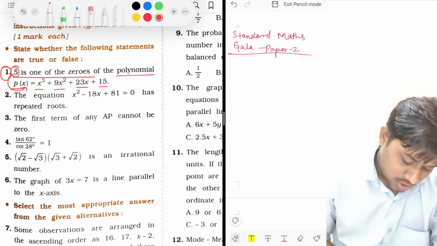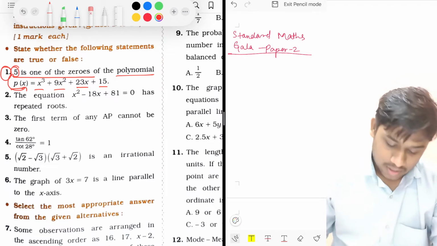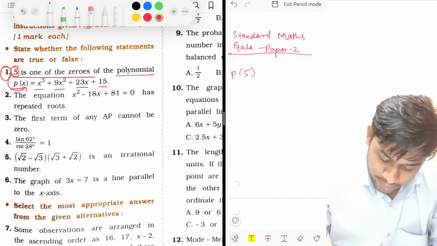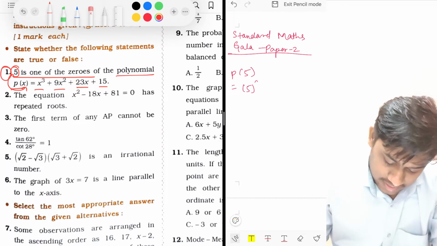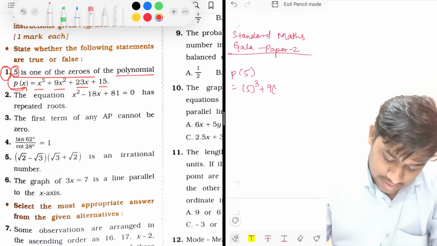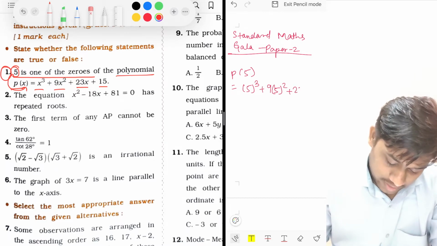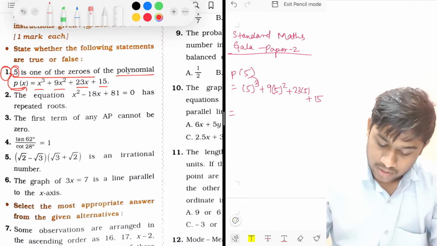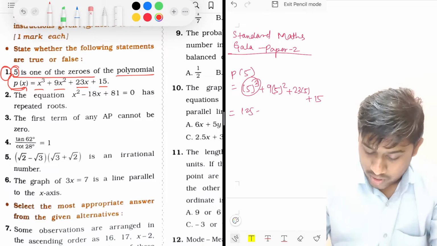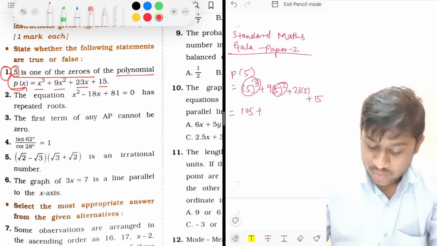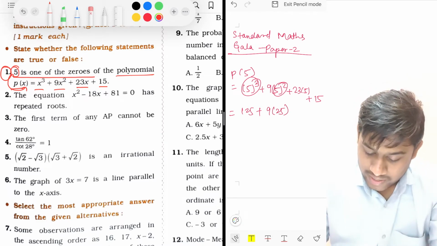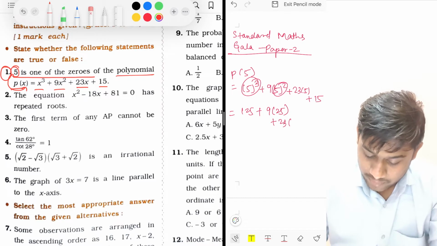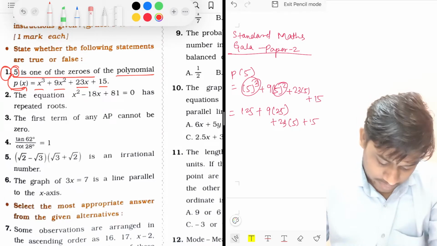What you need to do, you have to substitute 5 here. Let's check out. p of 5 is written as 5 cube plus 9 times 5 square plus 23 times 5 plus 15. 5 cube we have 125, plus 5 square we have 25, so 9 times 25, again plus 23 times 5 plus 15.